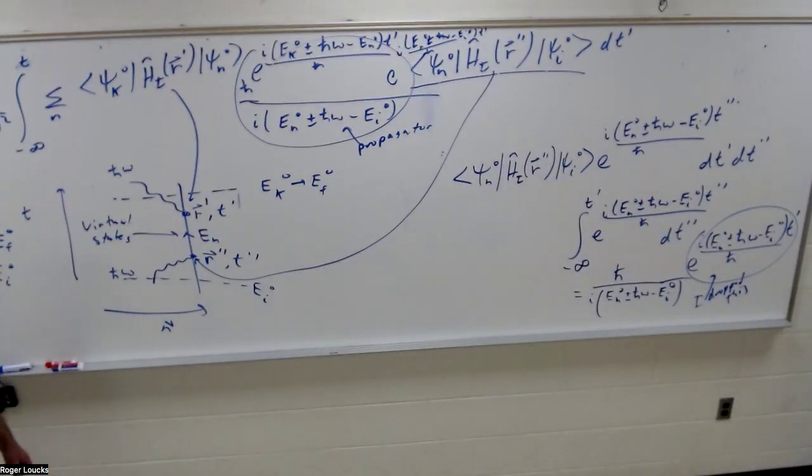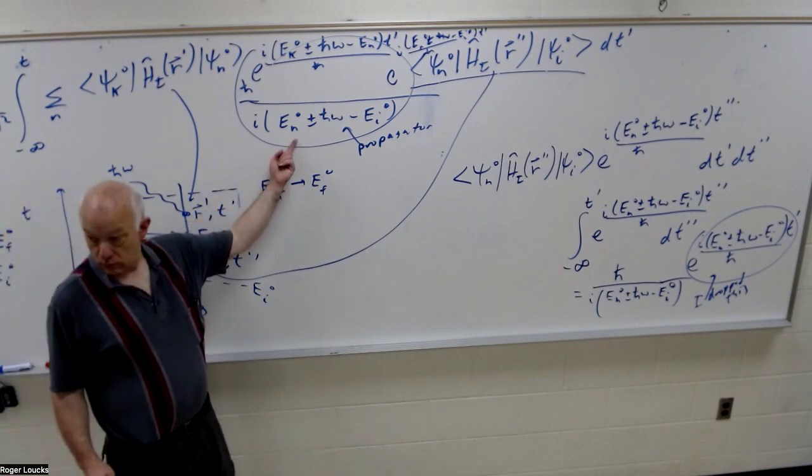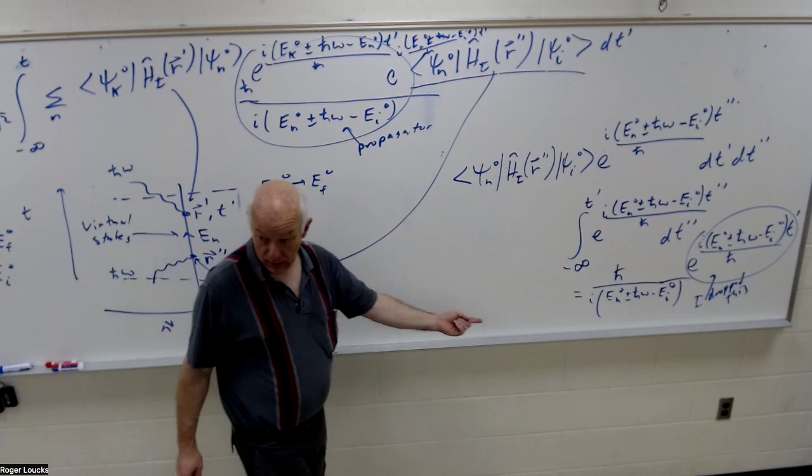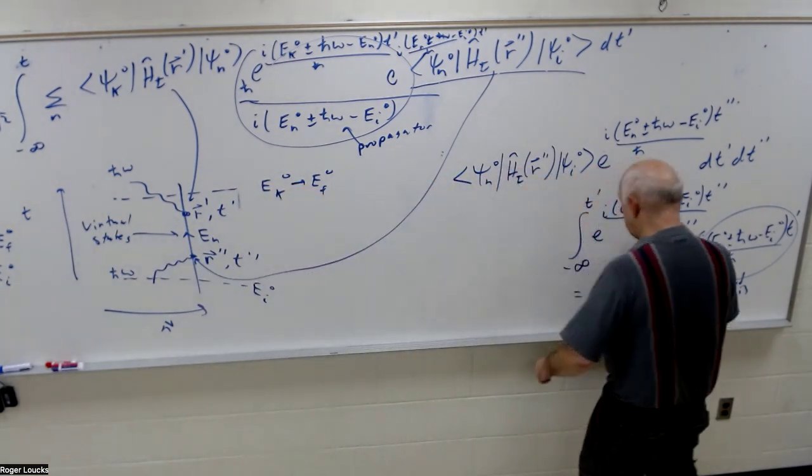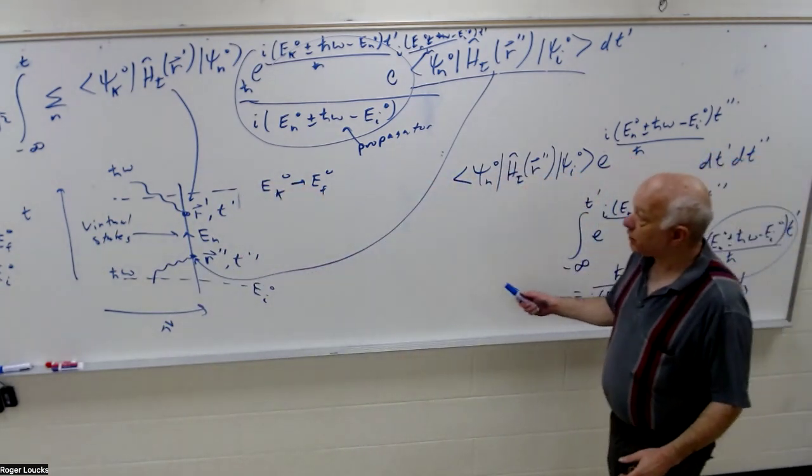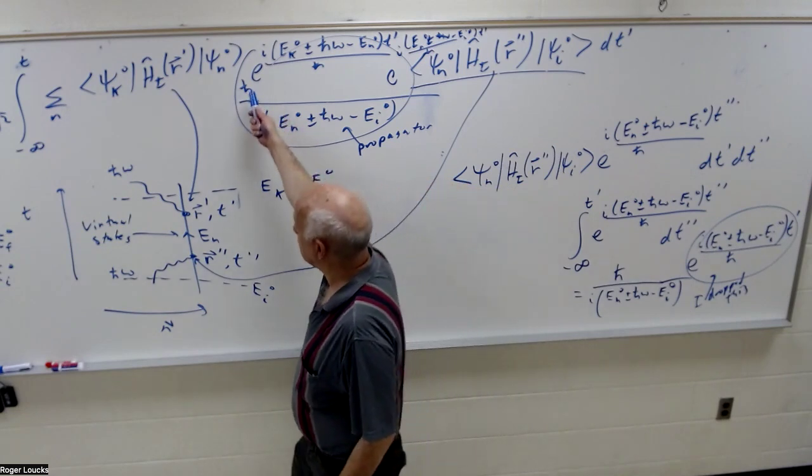The h bar and E are multiplied, or it's in the power. Oh, which part here? This down here? Yeah. That is not in the power. That's in the denominator. This h bar here is in the numerator. It's taken off.